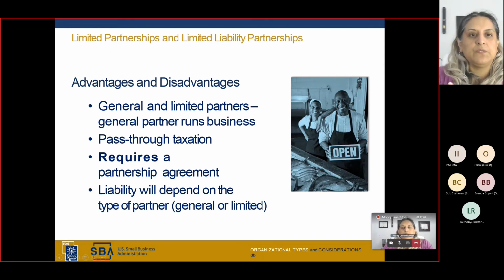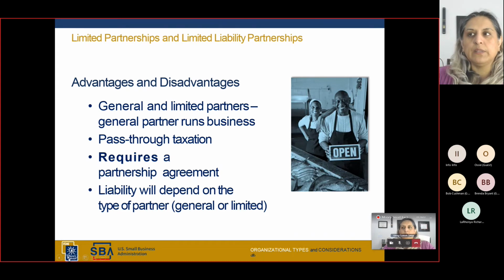So I can receive the fruits of your labor, but I can't get in there and do the labor. So that's one of the ways to limit your liability and risks. And it also prevents anybody from suing you because, if you were served something and got food poisoning, you had nothing to do with that.